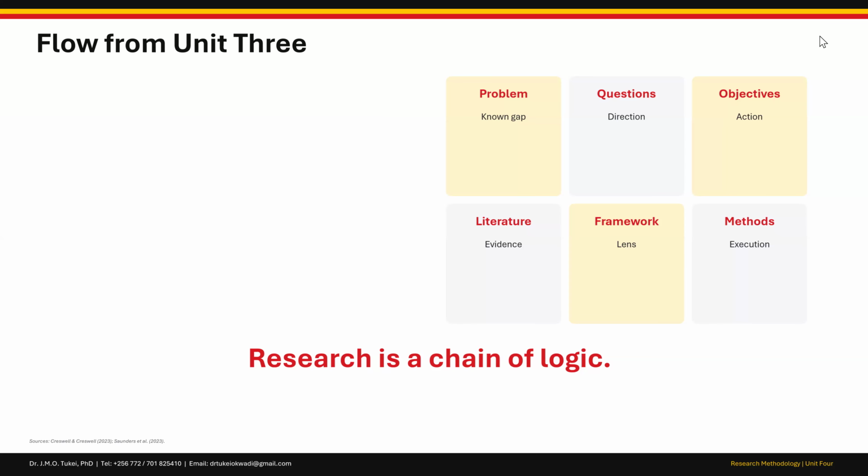That's the question that you ask. Research is a chain of logic. That's what we have said. So we have to ask this question. So colleagues, research methodology is the bridge between the research idea and the data that will support our conclusions.